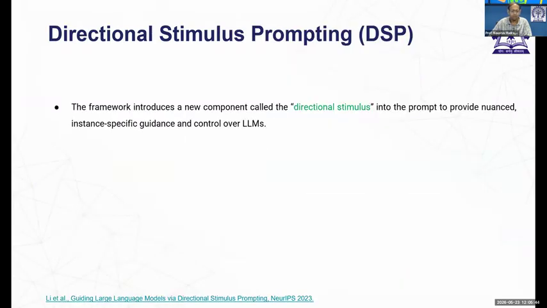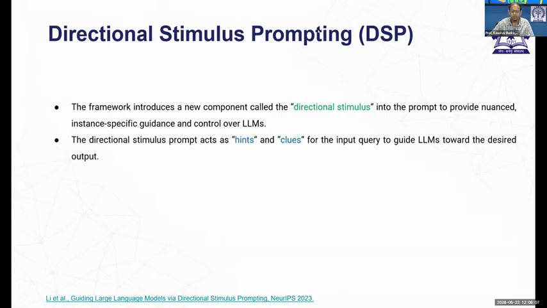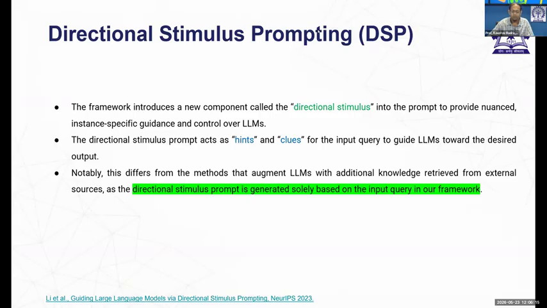Okay. Now with this idea, we have another kind of prompting that is important, called directional stimulus prompting. This framework introduces a new component called the directional stimulus into the prompt to provide nuanced, instance specific guidelines to control the LLM. Now, what about this directional stimulus? The directional stimulus prompt acts as hints and clues for the input query to guide the LLMs towards the desired output. Notably, this differs from the methods that augment the LLMs with additional knowledge retrieved from external sources, as the directional stimulus prompt is generated solely based on the input query in our framework.